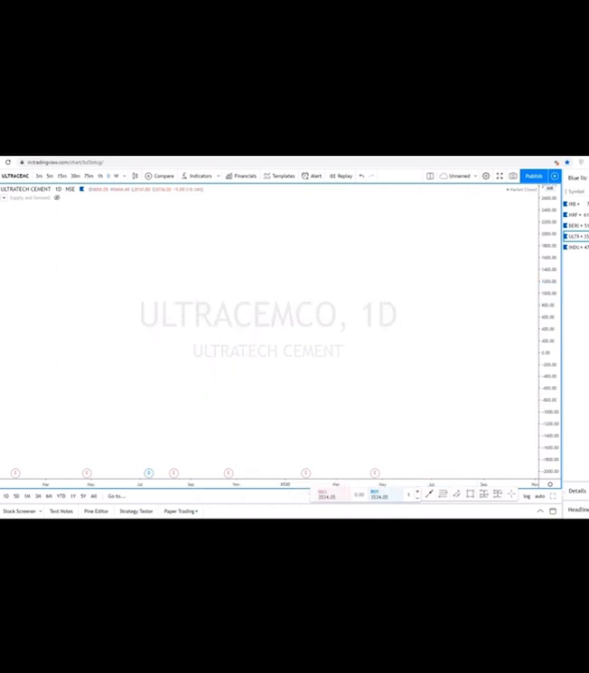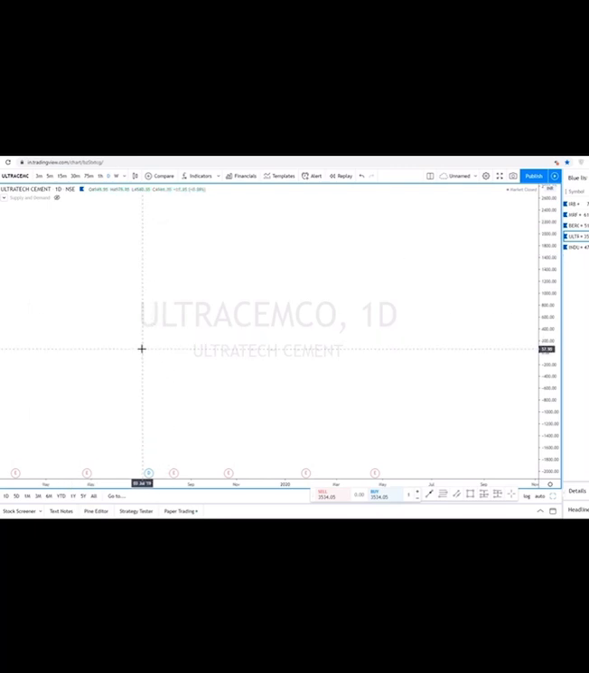So let me quickly go through the triangle patterns right now. There are three types of triangle patterns. One is the symmetrical triangle pattern, one is the ascending triangle pattern, and another one is the descending triangle pattern. But forget about all the types. You just want to learn the psychology of each pattern. If you know the psychology, you don't have to know the pattern names or anything.